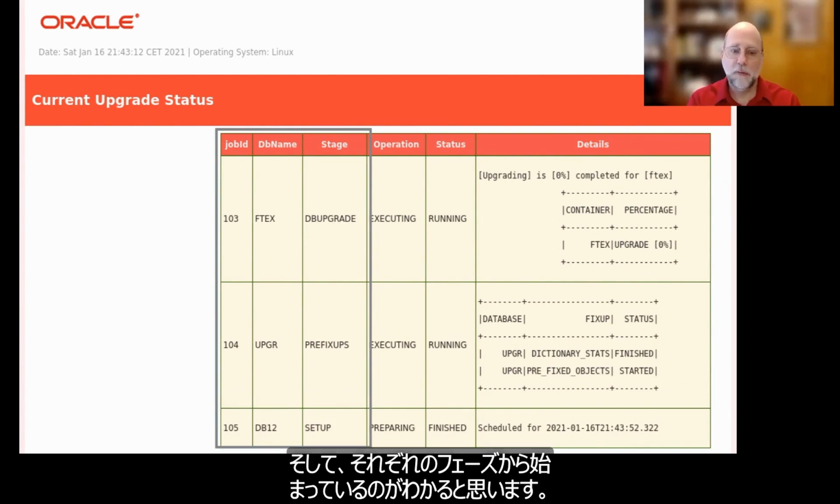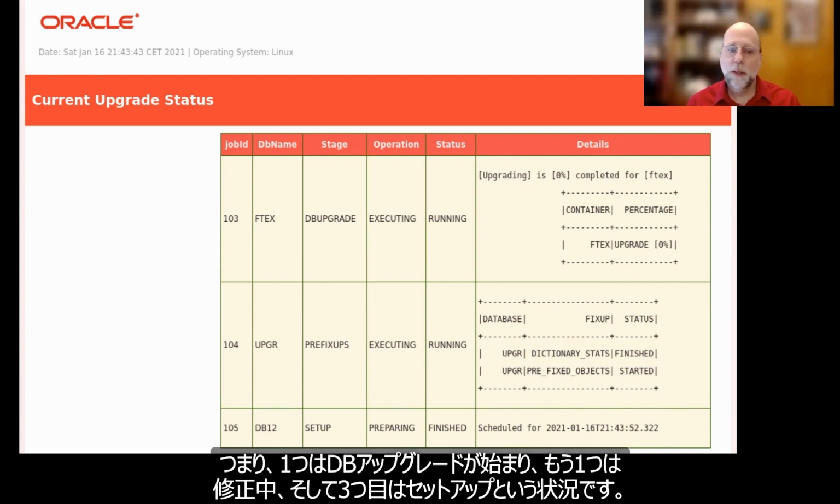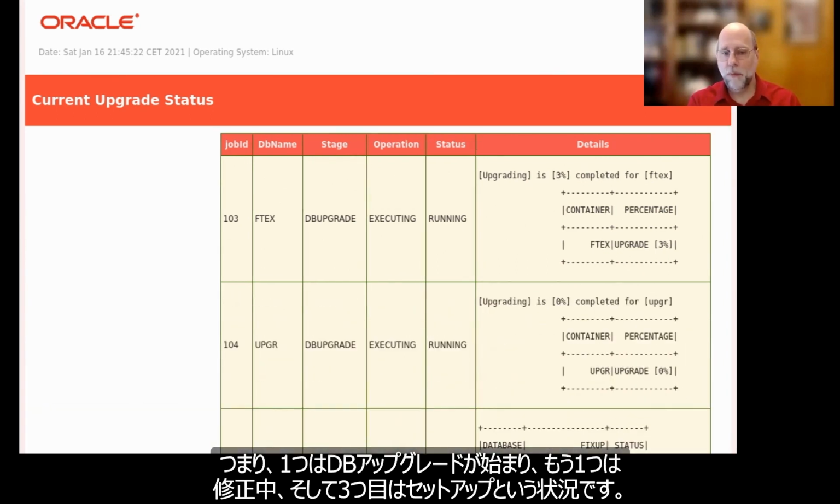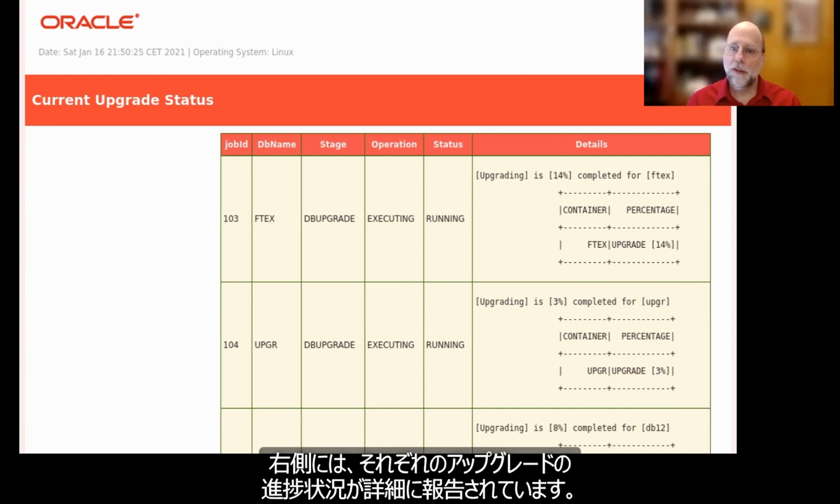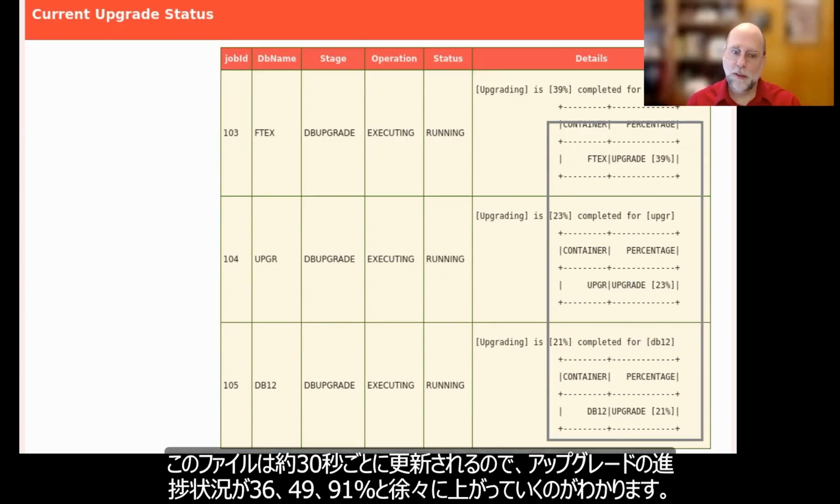And you see it starts with the different phases. We do stagger the start of each one just a little bit so that they don't all step on each other at various parts of the upgrade. So we're starting with the DB upgrade on one, we're in the fix-ups on another, and the setup on the third. And then you see on the right the details, the progress being reported for each of those upgrades. So as we go along, this file is updated about every 30 seconds.